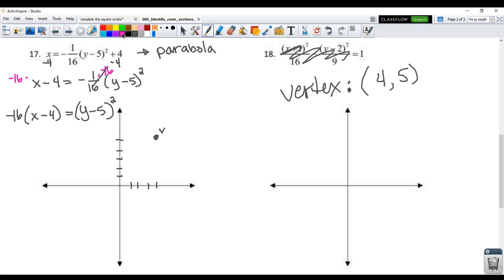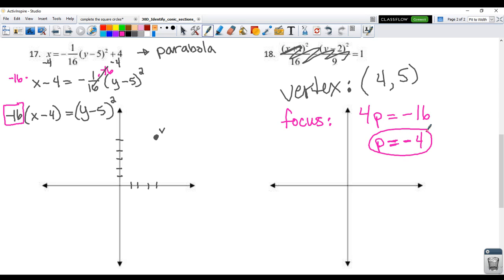So the other two things we have to find are the focus and the directrix. So the focus is a certain unit away from your vertex, and that number is found hidden in here. So to find your focus, you take 4p and you set it equal to negative 16 because p is the distance from your vertex to your focus. So for this parabola, we have a p-value of negative 4.